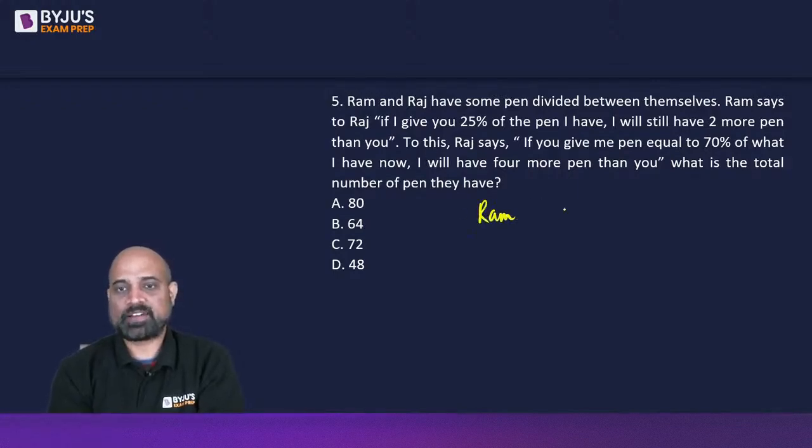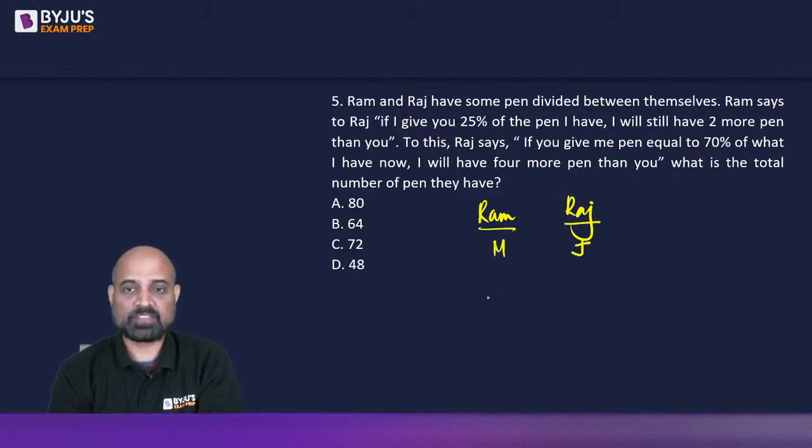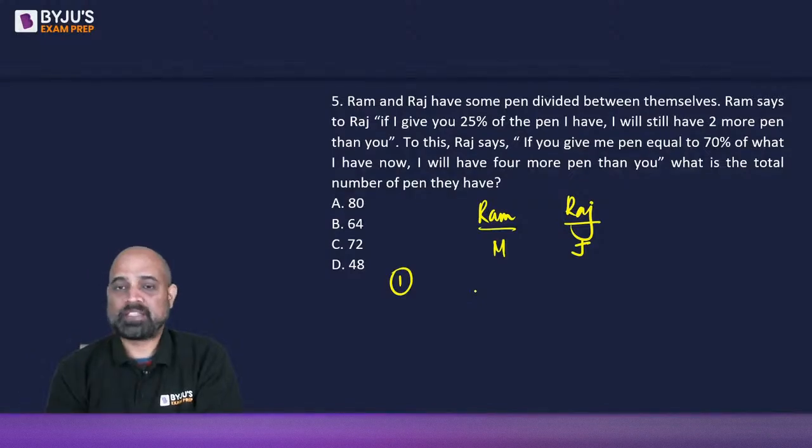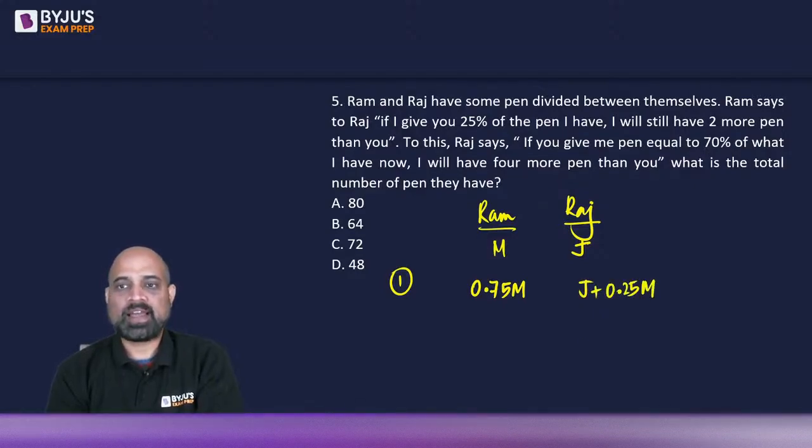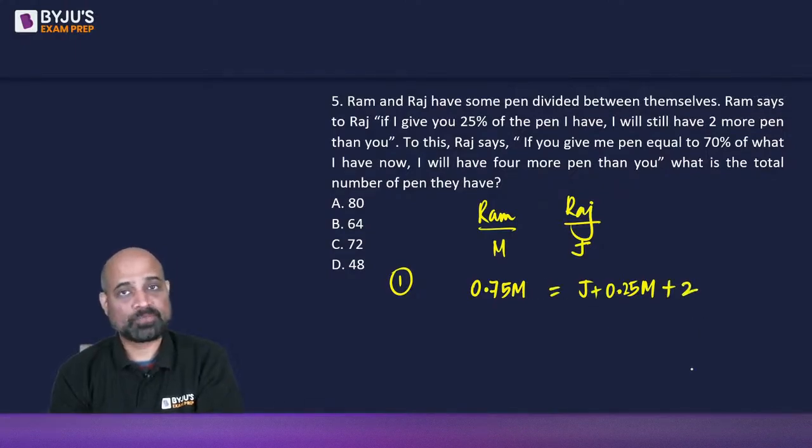So if we take Ram and Raj and say that Ram has M number of pens and Raj has, let's say, J number of pens, then in the first scenario, Ram says, if I give you 25% of the pens that he has, he will be left with 0.75M, and Raj will have J plus 0.25M. And he says that I will still have 2 more pens than you have. This is the first equation.